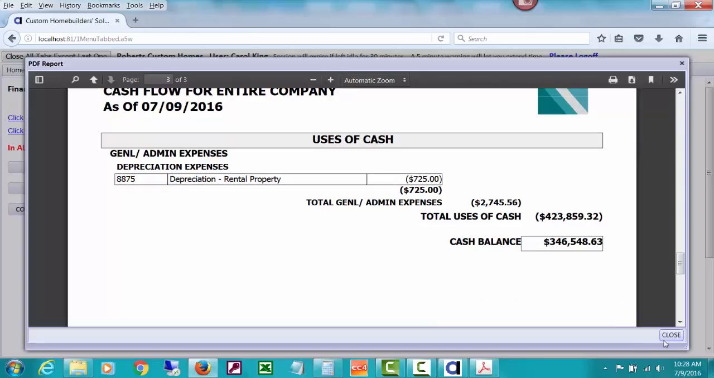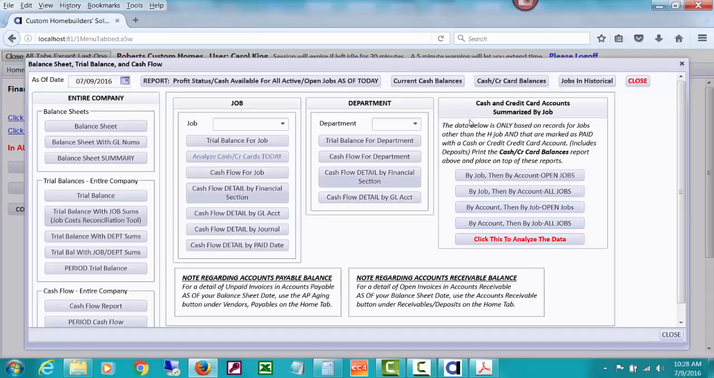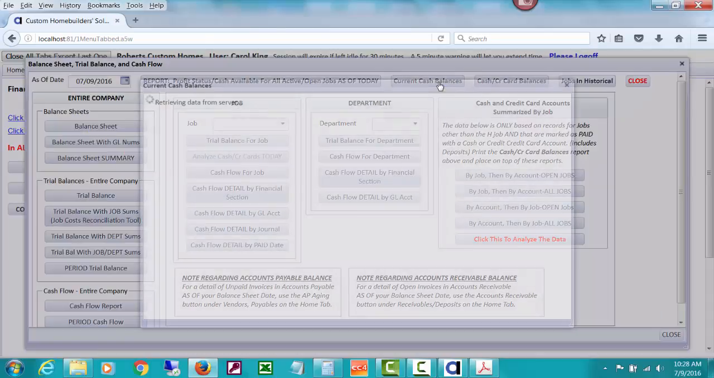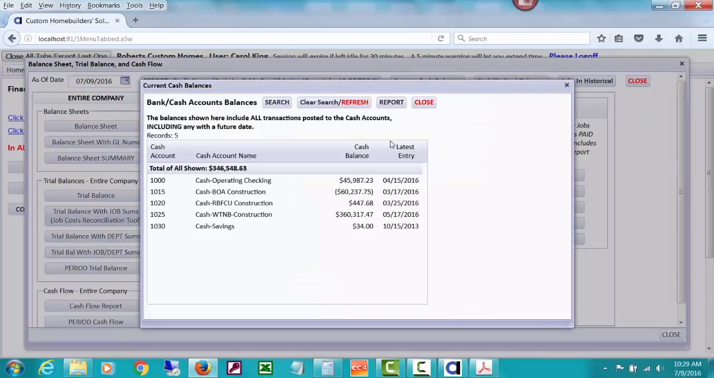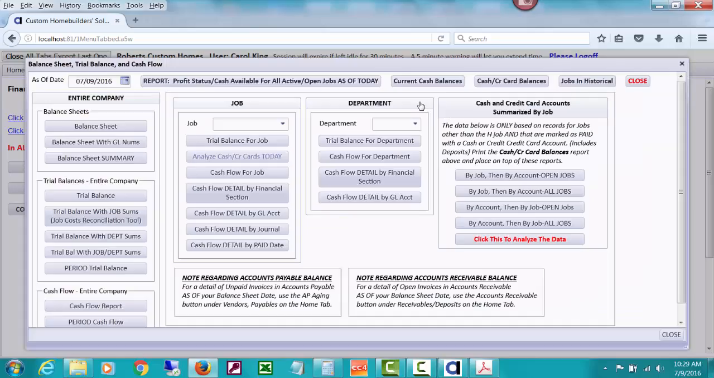Let's check that cash balance and see. Here's this button that says current cash balances, and it's 346,548.63, and there's our cash balances. And that's what that cash flow statement is coming down to.